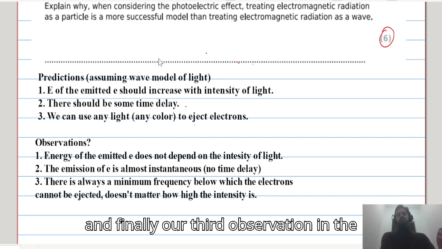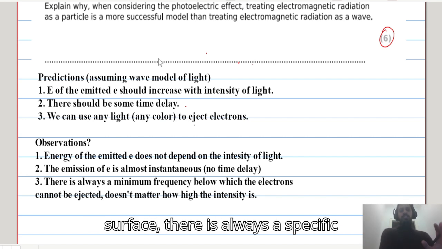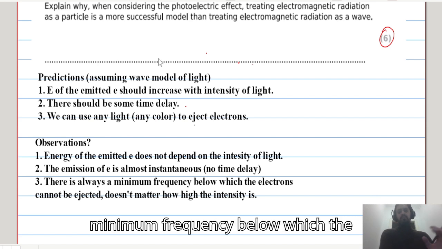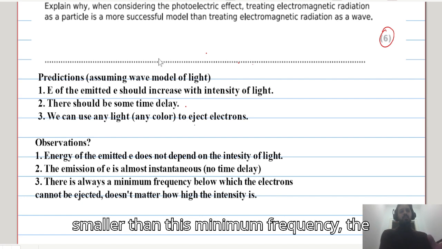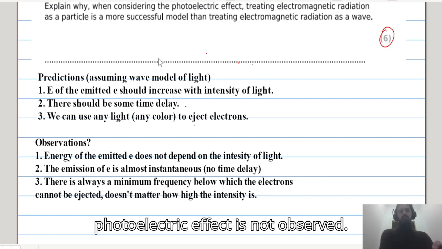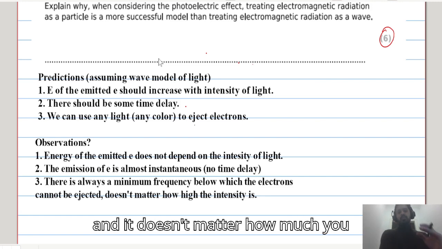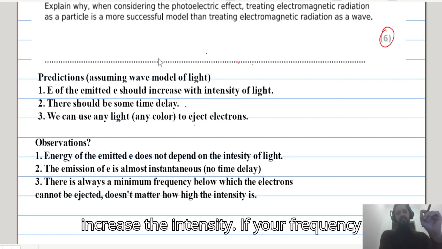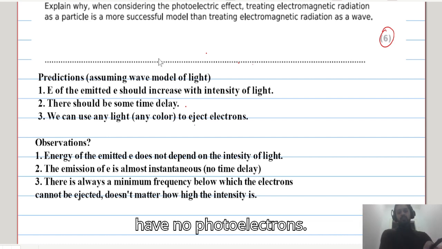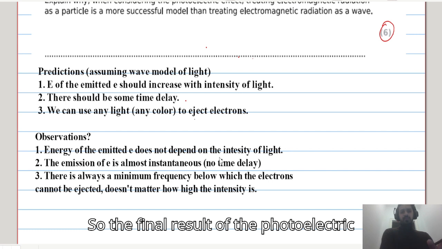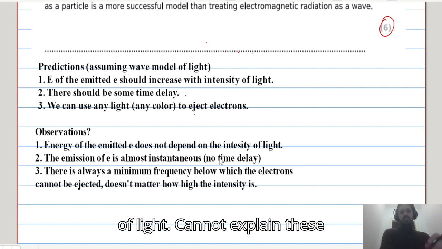And finally, our third observation in the experiment is that for a fixed metal surface, there is always a specific minimum frequency below which the electrons cannot be emitted. So if your light has a frequency that is smaller than this minimum frequency, the photoelectric effect is not observed. No electron is emitted, and it doesn't matter how much you increase the intensity. If your frequency is below some minimum frequency, you will have no photoelectric effect, you will have no photoelectrons. So the final result of the photoelectric effect experiment is that the wave model of light cannot explain these observations.